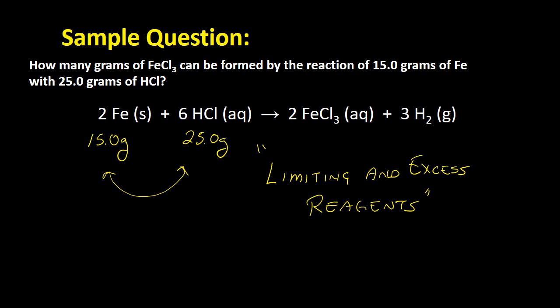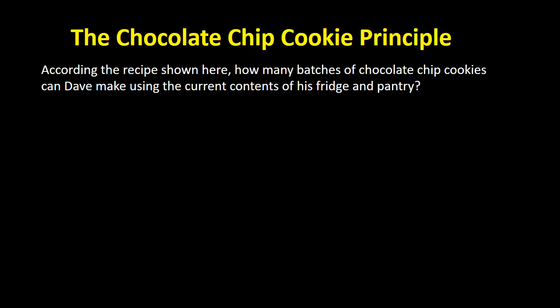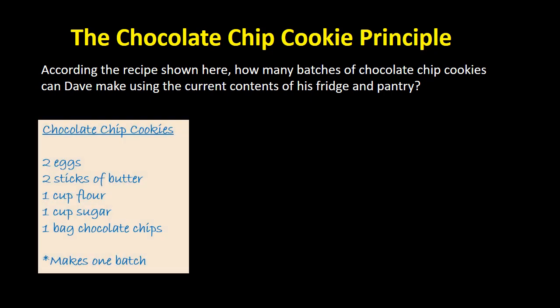All right, now the way we're going to solve this is by applying what I like to call the chocolate chip cookie principle. And this is just a really simple framework through which you can view one of these problems. Okay, so let's look at this similar problem. According to the recipe shown here, and here's a recipe. It's a fake recipe, by the way, so don't try to make cookies with this.